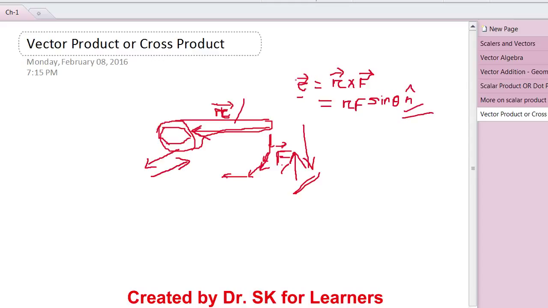N is the direction which is perpendicular to both R and F, and it's a unit vector, so it gives this quantity a direction. So as you remember, sine 90 degrees is always 1. That is why if you apply the force on this body at 90 degrees, you will get maximum torque on this nut, and you'll be able to move it.